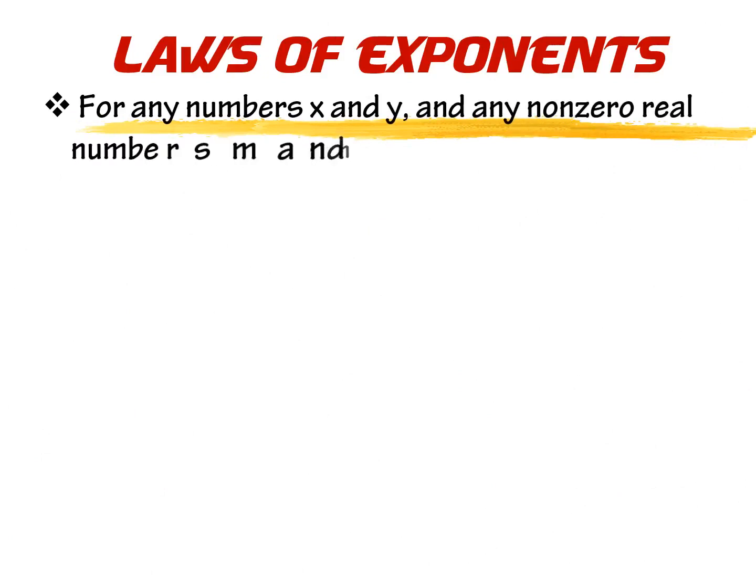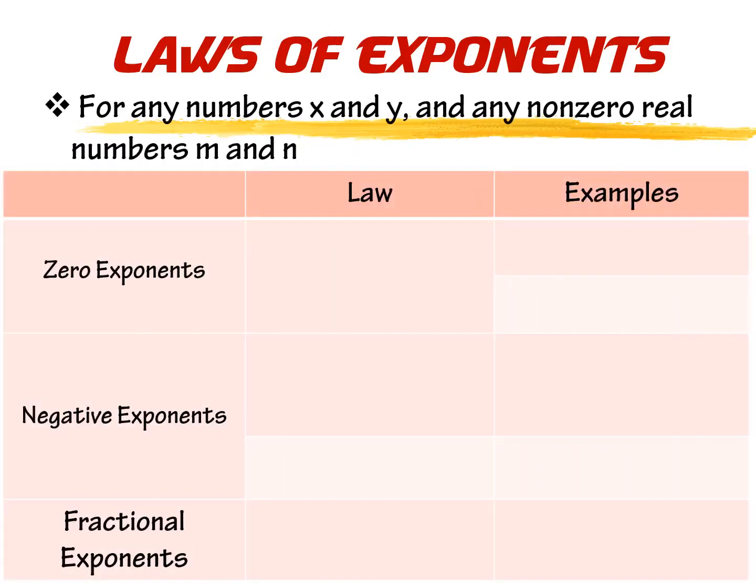We also have this law for zero exponents. It says that any number raised to the zero power will always be equal to 1. So x to the zero power is equal to 1. Example, 2 to the zero power is also equal to 1. M raised to the zero power is also equal to 1. So any number except 0 raised to the 0 power is equal to 1.